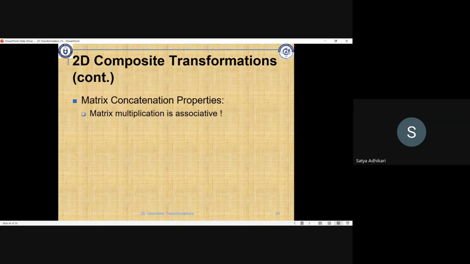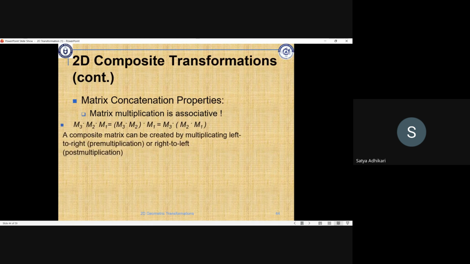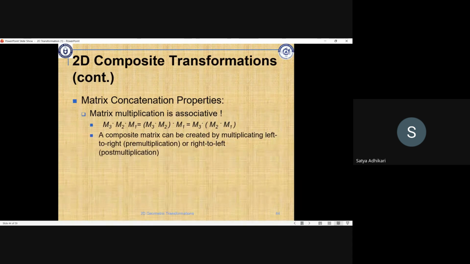So matrix concatenation, some properties are there. You know that matrix multiplication is associative but not commutative. Matrix multiplication is not commutative, but it is associative. A composite matrix can be created by multiplying left to right or right to left. But matrix multiplication is not commutative as discussed. M2 into M1 is not equal to M1 into M2. So that is why the homogeneous coordinate is used.